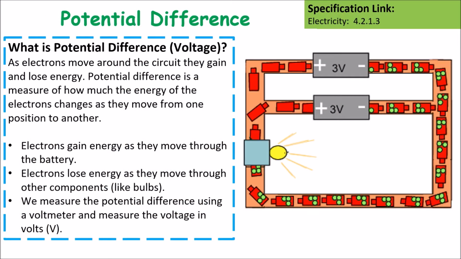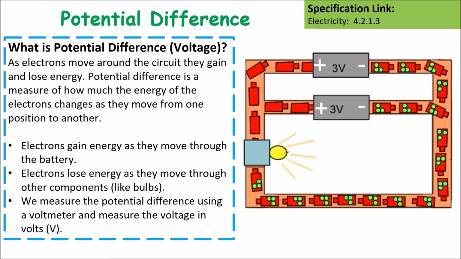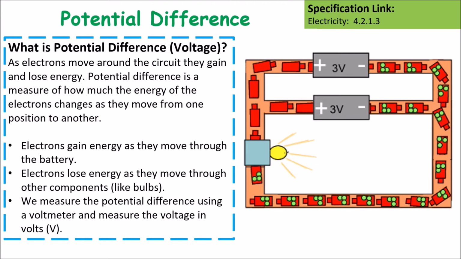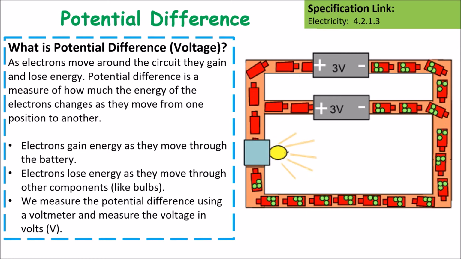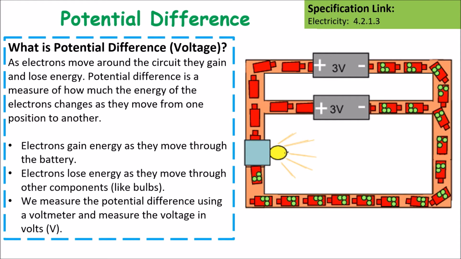So, as electrons move around the circuit, they gain or lose energy. Potential difference is a measure of how much the energy of the electrons changes as they move from one position to another. Electrons gain energy as they move through the battery. Electrons lose energy as they move through other components like bulbs. And we measure potential difference using a voltmeter, and we measure it in volts.